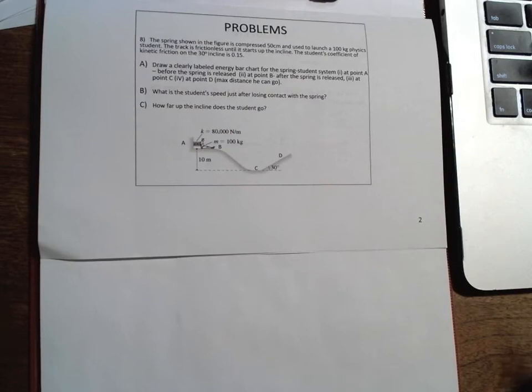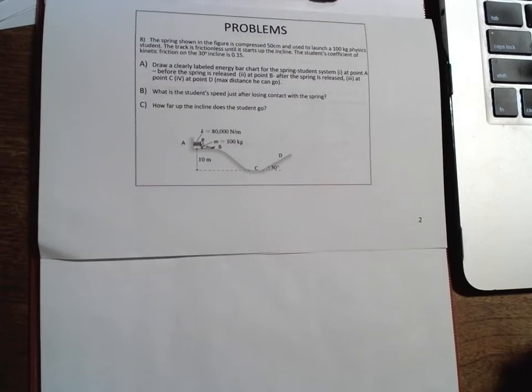This is number 8 from the review problems, and this is about a spring. This is an energy problem. The spring shown in the figure is compressed 50 centimeters and used to launch a 100 kilogram physics student. The track is frictionless until it starts up the incline. The student's coefficient of kinetic friction on the 30-degree incline is 0.15.